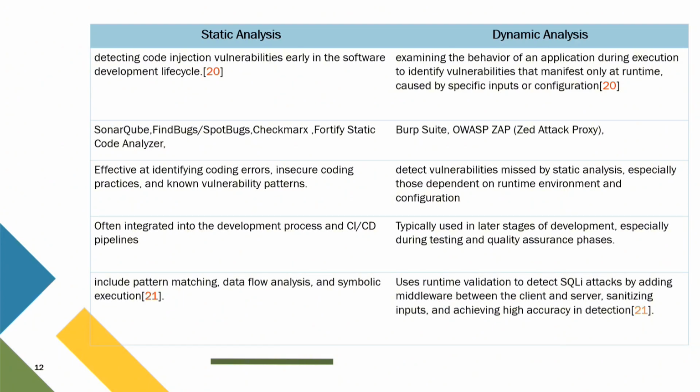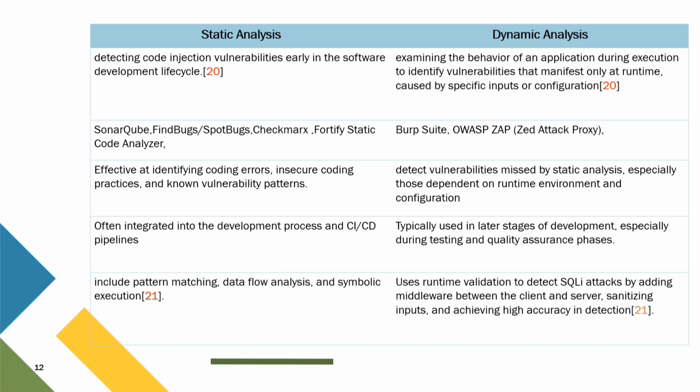Basically, static analysis is used early in the software development life cycle: when we are detecting code injection attacks in the early life cycle, then we are dealing with static analysis. But if we are dealing with it in a runtime environment, during the execution of the program, then it becomes dynamic analysis. There are a number of tools used for static and dynamic analysis, including SonarQube, Findbugs, and Checkmarx, while in dynamic analysis we have Burp Suite.